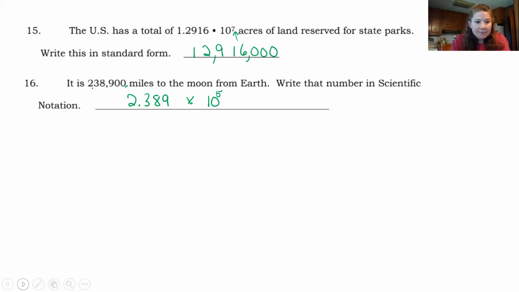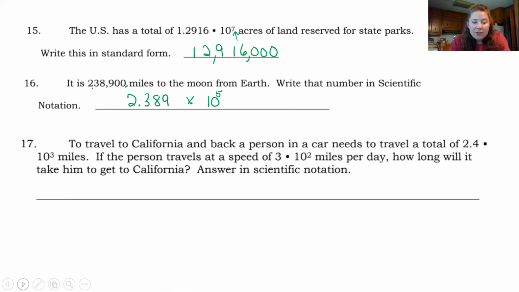So that's it, guys. Number 17, to travel to California and back, a person in a car needs to travel blah, blah, blah, blah, blah. If a person travels at a speed of, how long will it take him to get to California? All right, so that's like saying, hey, I got to go 500 miles. I can drive 50 miles per hour. How many hours would it take? What would you do? You would divide. So we're going to say 2.4 times 10 to the third divided by 3 times 10 squared.